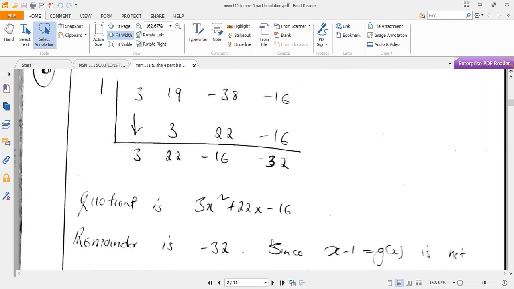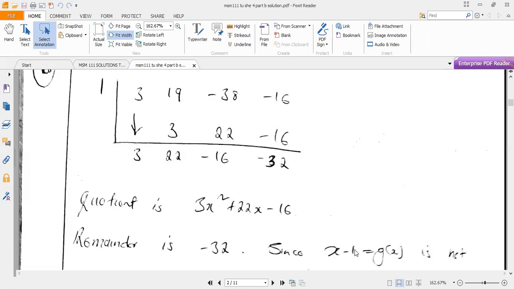So what's our conclusion? We know that the quotient is 3x squared, the 3x there, isn't it? Plus 22x minus 16, our constant, right? I hope you know how to go about this, how to put the coefficient there. If you have challenges, please contact me, or you can use WhatsApp. So this guy is our quotient here. Now, the remainder is negative 32.